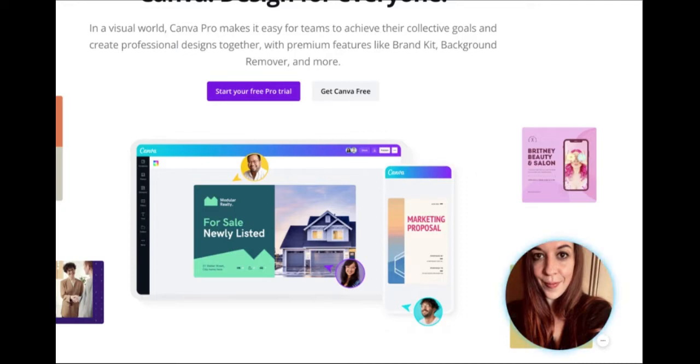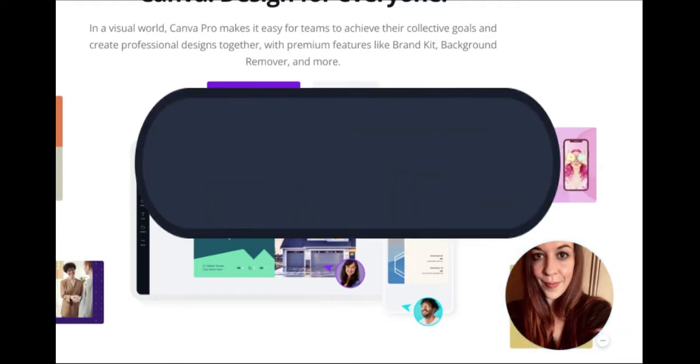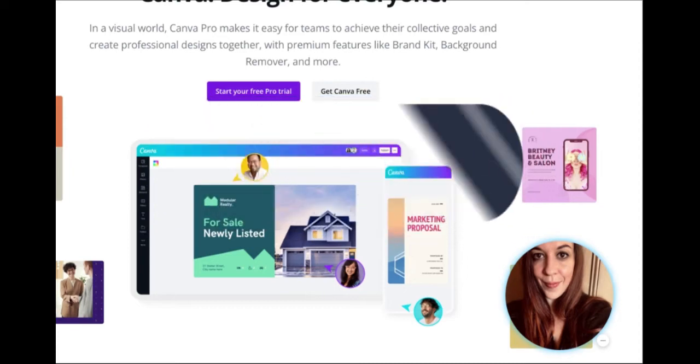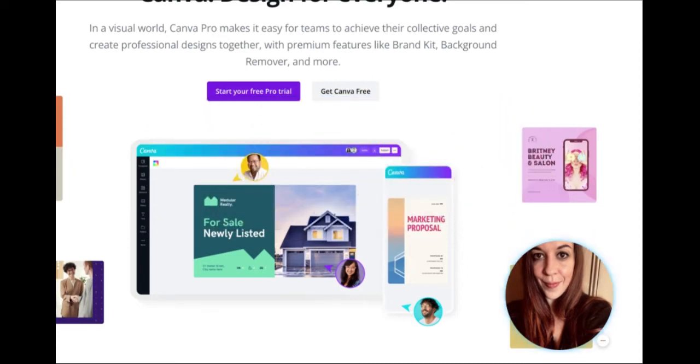I generally may make several books in a niche, but I will do them all completely differently. So there'll be a completely different style. Each book is a different style and targeting a different type of customer within that audience. And the reason why I do that is because often you'll find that one particular style of book starts to take off and make sales while the others don't.